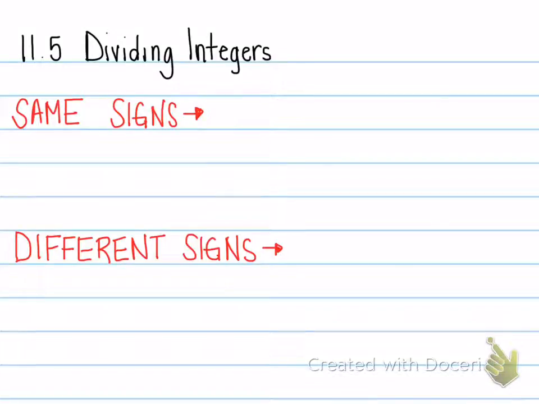In this lesson, we're going to learn how to divide integers. When you divide integers, you use the exact same rules from when you are multiplying integers. We know that when you have the same sign when dividing integers, the answer is always positive.